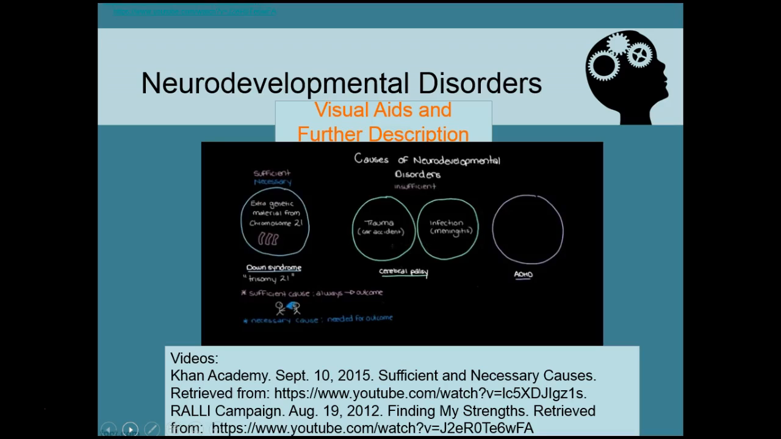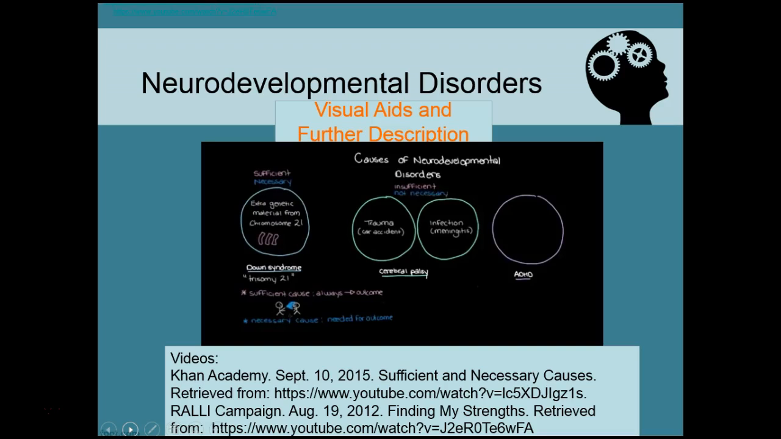And let's see if any of these events are necessary causes. In other words, does cerebral palsy require one of these events? Well, this person here, they developed cerebral palsy, but they never had an infection like meningitis. So meningitis isn't a necessary cause, right? We don't need meningitis in order for cerebral palsy to occur. And this person, they developed cerebral palsy, but they haven't sustained any head trauma. So head trauma can't be a necessary cause either. So none of the causes of cerebral palsy are necessary causes.